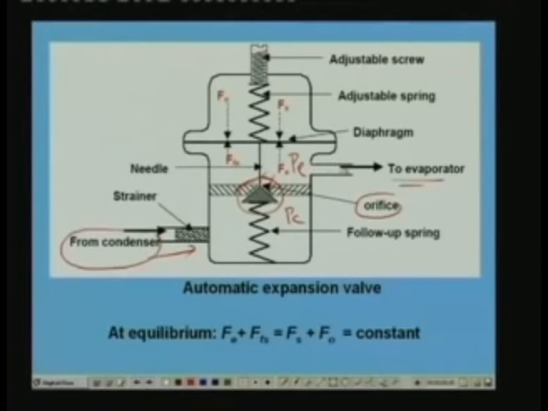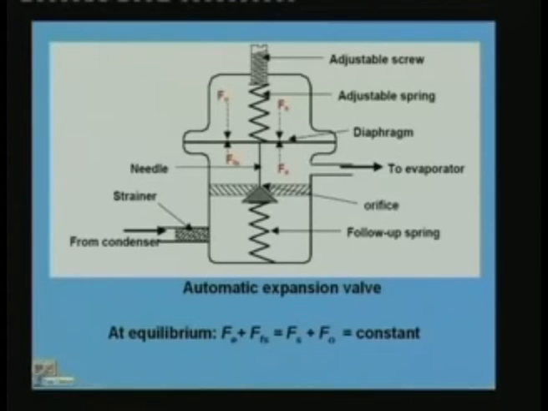So this orifice provides a very narrow opening, right? And the mass flow rate through the orifice is proportional to the pressure difference Pc minus Pe, and it is also proportional to the area of the opening. So if the area of the opening is high for the given pressure difference, there will be higher flow rate. If the area opening is small, there will be less flow rate.